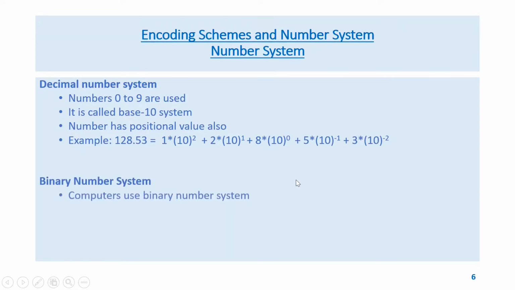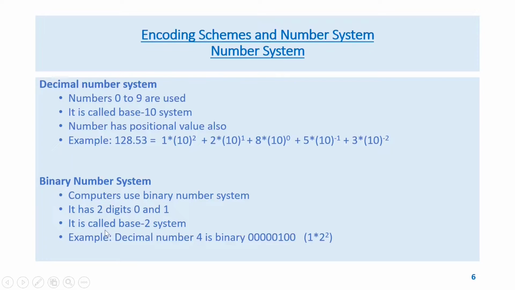The binary number system has zeros and ones. Computers use the binary number system. It has two digits, 0 and 1. It is called the base 2 system because it has two digits. An example of this binary system: decimal number 4 is binary 00000100. There are 8 bits here and 1 is in the 100th position. So 1 into 2 square, that is 4 in the case of decimal. So 100 is 4 in the case of a decimal number.